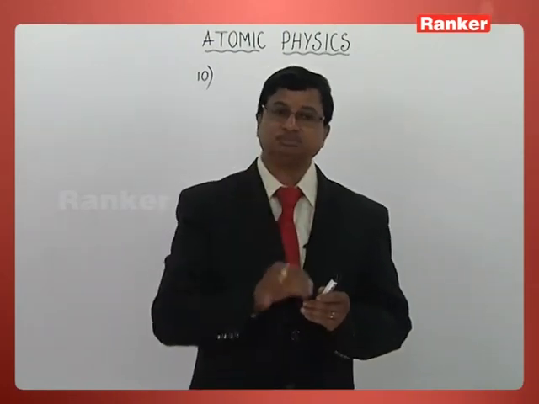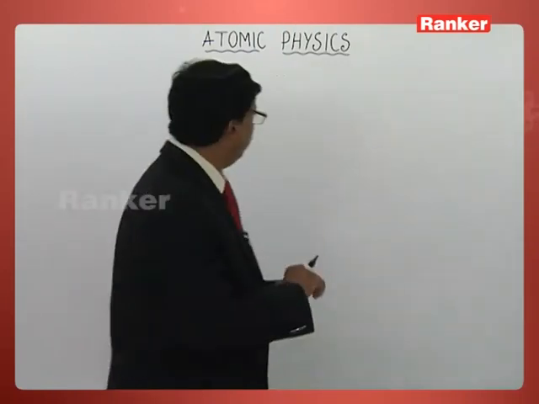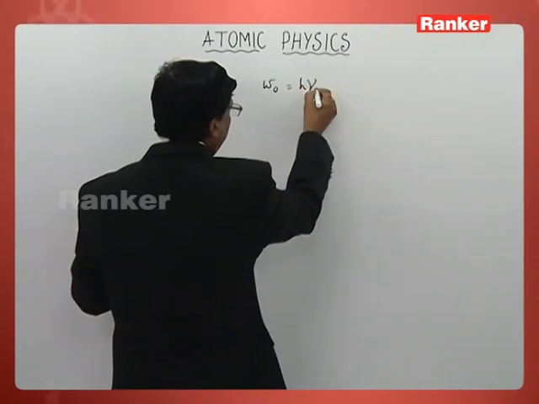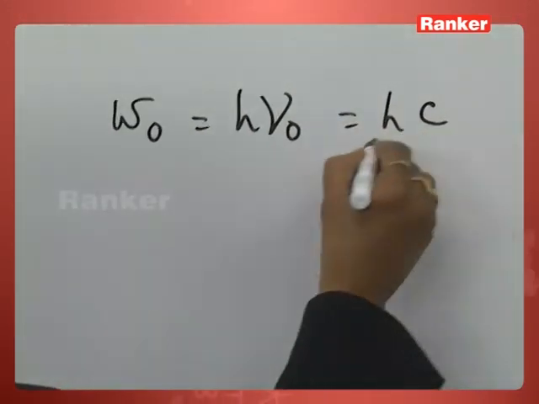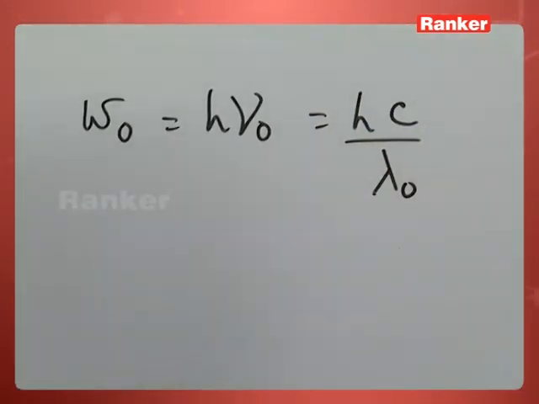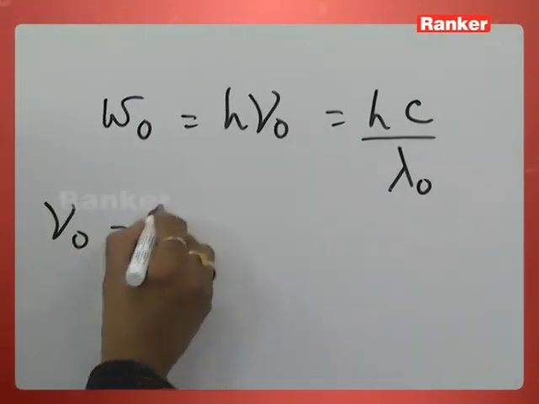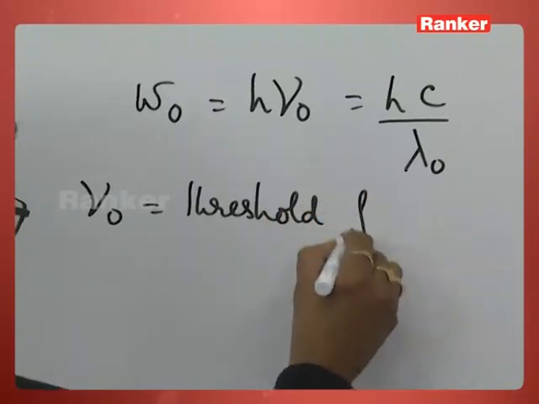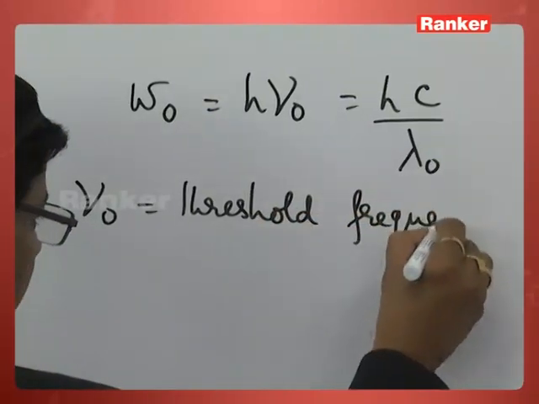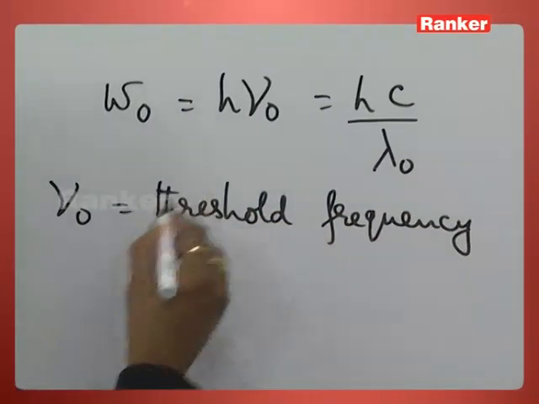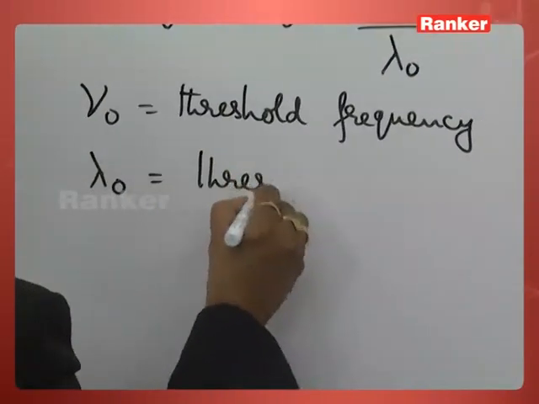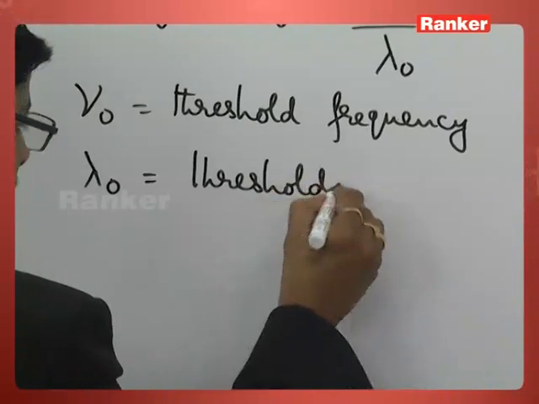He is asking. So work function W naught, you can write it as h nu naught and hc by lambda naught. What is this nu naught here called now? This is called threshold frequency. And what is this lambda naught called? That is what we call threshold wavelength.